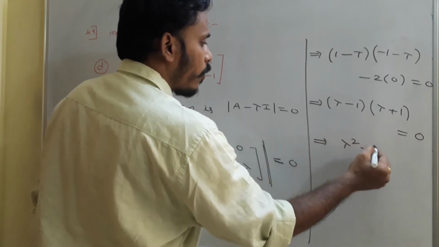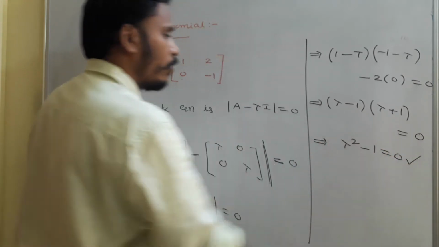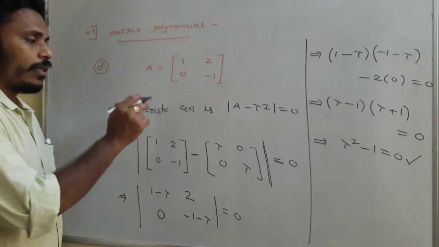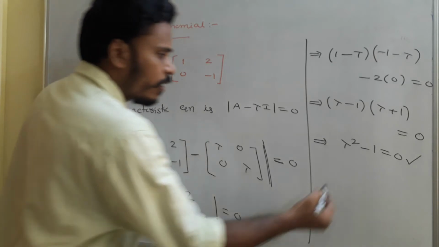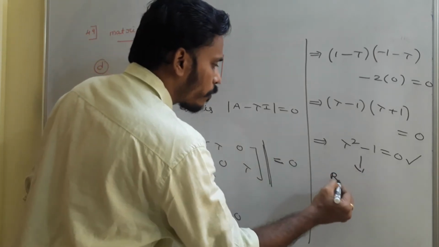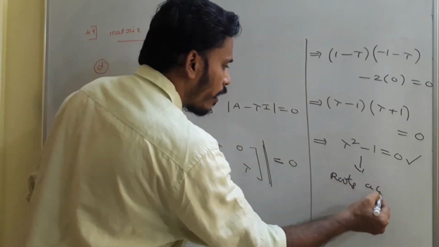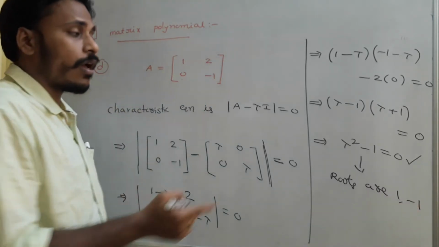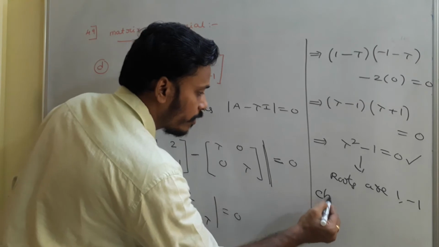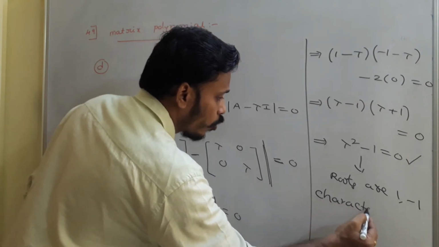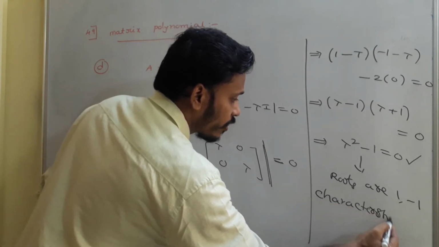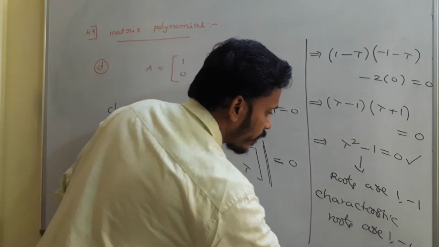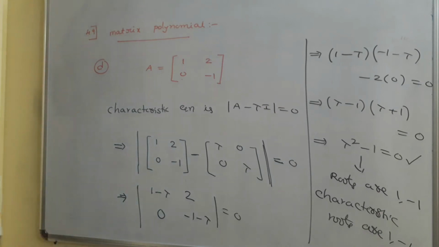So lambda square minus 1 is equal to 0. At the end, lambda square minus 1 is equal to 0 is the characteristic equation. We know the roots of this particular equation are 1 comma minus 1, right? Since 1 comma minus 1 are the roots of that equation, we say they are the characteristic roots. Okay, characteristic roots are 1 comma minus 1.